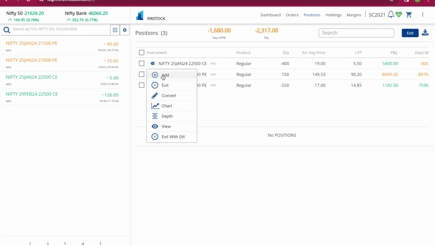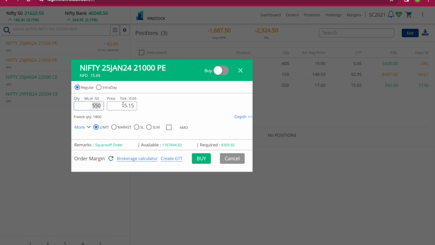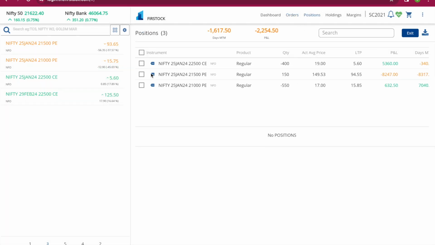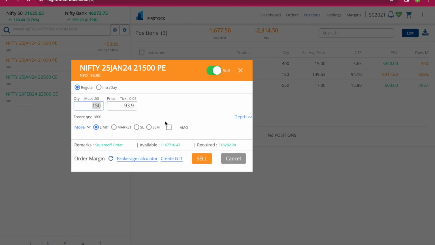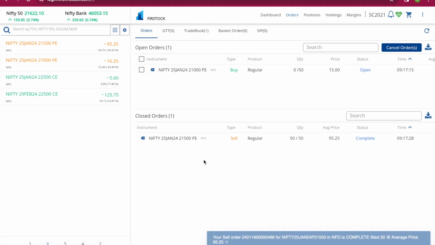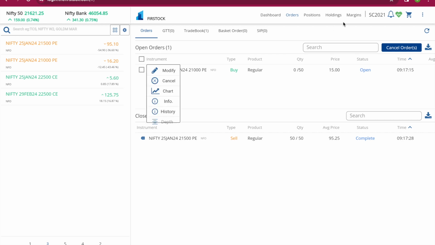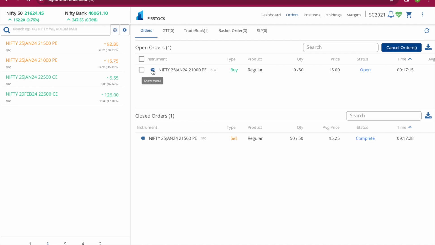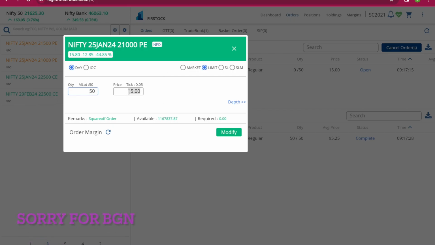Here we have to exit this PE, one lot, 50 quantity at 15. Okay, and what we have to do is basically book loss on the buy side and exit this 50 quantity of 93.5, and let's book it. Okay, one thing is booked and the other thing we'll just get it booked. Here we can just modify and try to book it at 15.5.